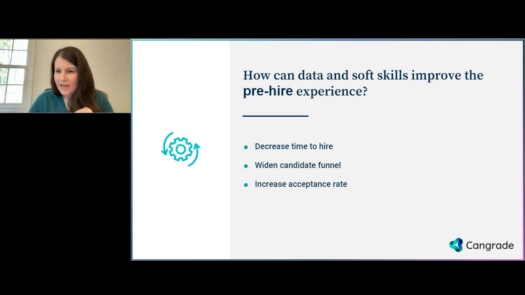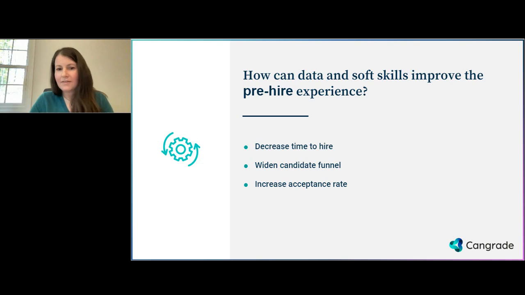So again, talking about pre-hire, we're talking about the recruiter experience, the candidate experience. How can data and soft skills, those two critical components that should be included in your hiring process from start to finish, improve that pre-hire experience? Well, like I said, it decreases time to hire. It makes you much more efficient and much more effective as recruiters. And it allows your candidates to go through the process much more quickly than if they were to have to jump through all of the hoops of doing multiple hard skill tests, phone screens, you name it.